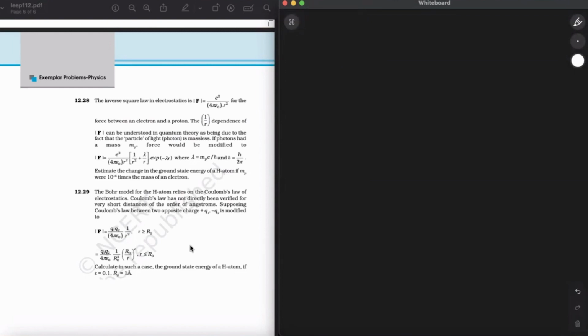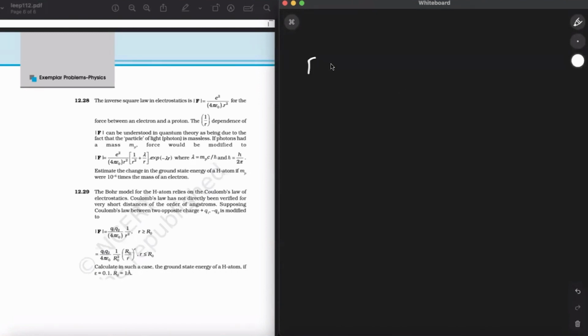Now, the last question for today is question number 29. The Bohr model for an atom relies on Coulomb's law of electrostatics. Coulomb's law has not directly been verified for very short distances of the order of angstrom. Supposing Coulomb's law between two positive charges is modified to this, calculate in such a case the ground state energy of each atom if epsilon is 0.1 and radius is 1 angstrom.